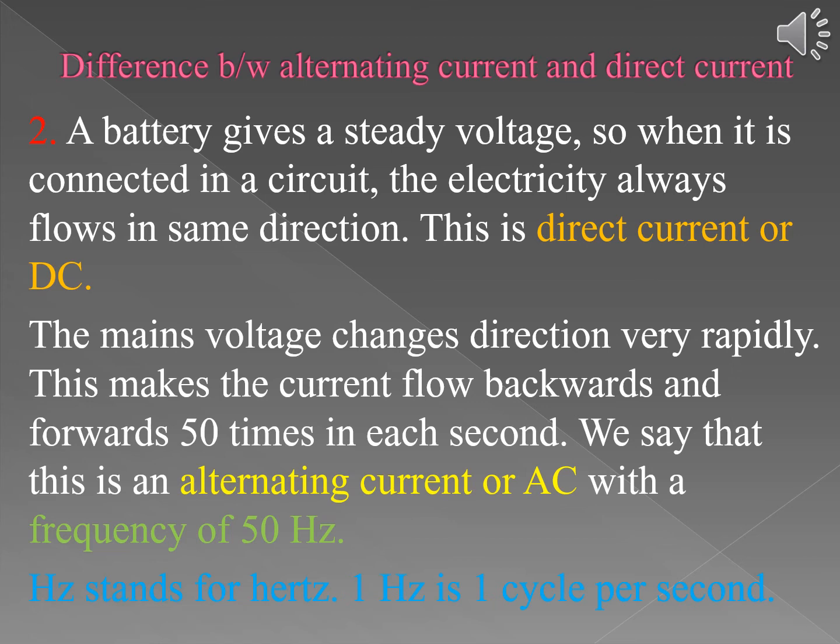The mains voltage changes direction very rapidly. This makes the current flow backwards and forwards 50 times in each second. We say that this is an alternating current, or AC, with a frequency of 50 Hz. Hz stands for Hertz. 1 Hz is 1 cycle per second.